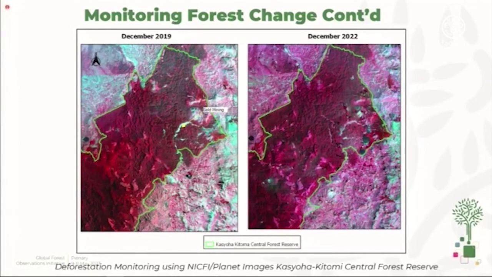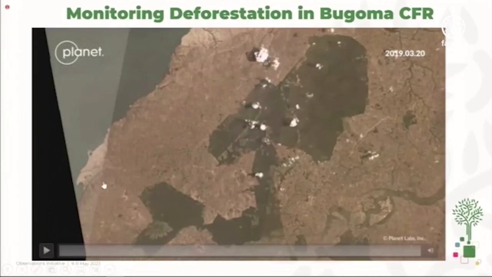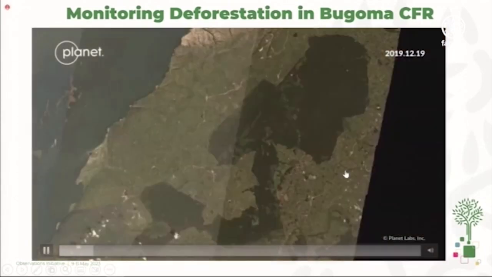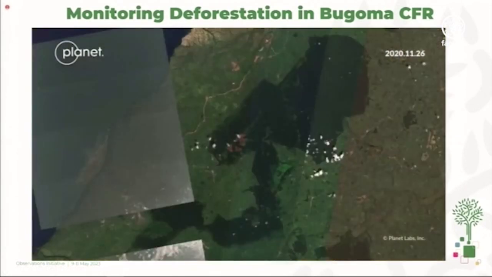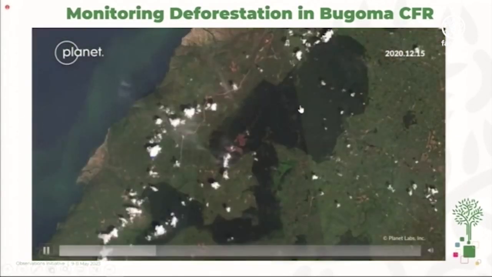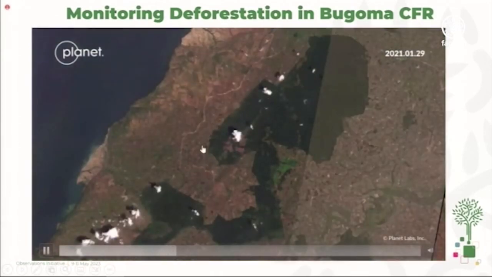There was gold mining in this reserve in 2019, but we can see that in 2022, at least, it has stopped. So the forest is regenerating back. This is for Bugoma, and it's a quick video for imagery. It's not going to take so long, it's just a short video, starting from 2019, showing over the years how the forest has been changing, mostly in this region.